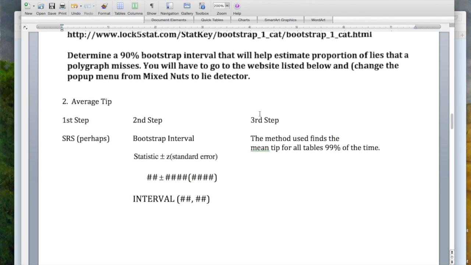So we're looking for the average tip, and this is my cookie cutter plan in terms of the information that I need. I can do the first step. Maybe it's a simple random sample, it's not very clear. I can do the third step: the method used finds the average tip for all tables that the waiter or waitress works at for 99% of the time. I'm just after this short little formula and the missing pieces that belong here. So the website will handle that.